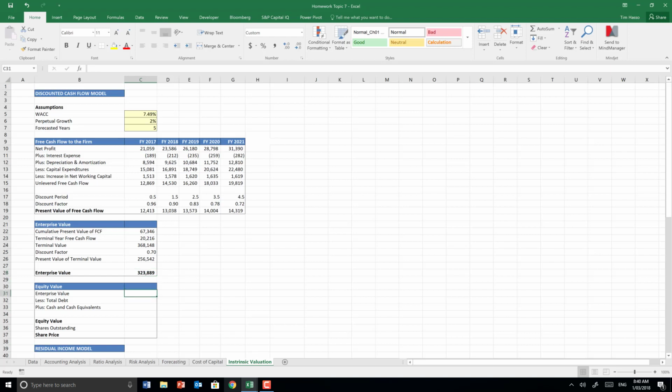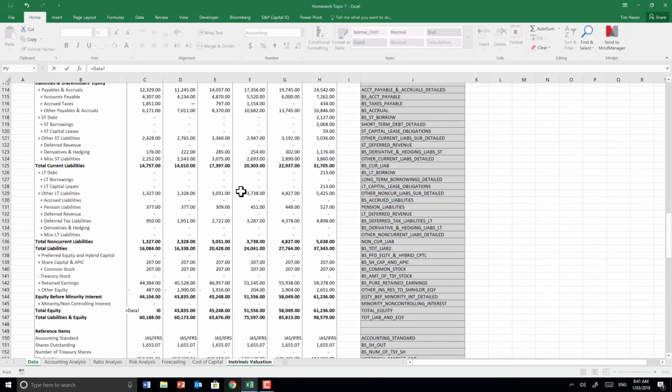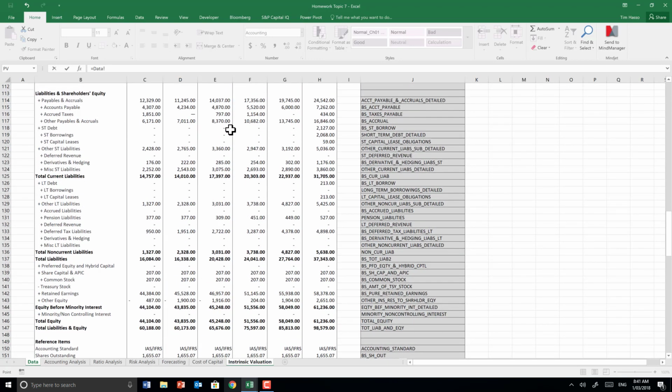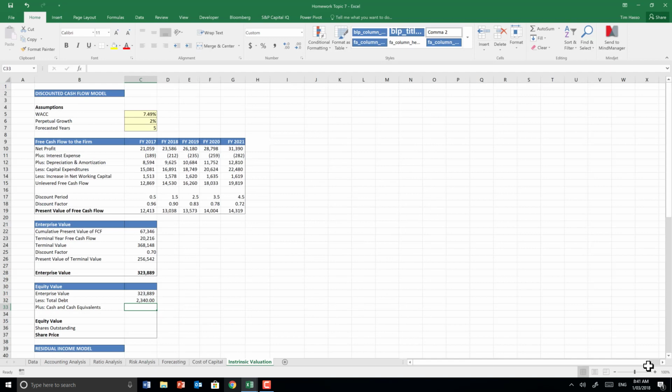So the first thing that we start with is we figure out what is our enterprise value, and we just calculated it in cell C28. We then need to figure out what our total debt is and what our cash and cash equivalents are. So our total debt we can grab from the data sheet. So in the data sheet, in the total liability section, we can see that there is a row for short-term debt in cell H118, and the long-term debt is in cell H126. So you add those two up, and that gives you your total debt.